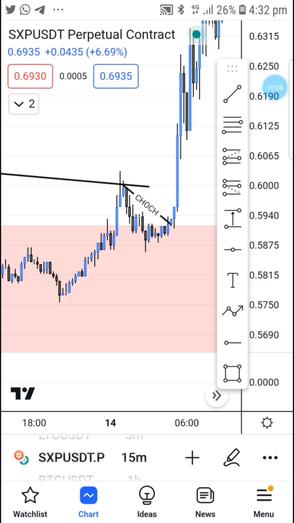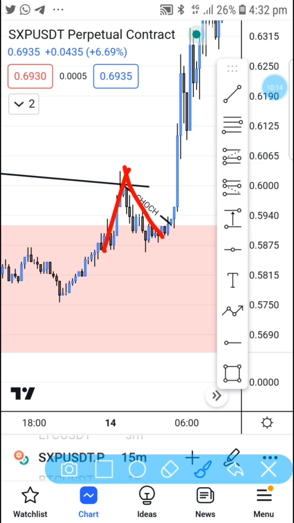So when you have your change of character here, you now wait for a retest. Don't forget, your change of character happened in this place. You now wait for what? A retest back to that zone. So when you get a retest back to your zone, it will pull back. That's when you now get your entry. Are you getting my point? With the pull up, you get your entry from there.